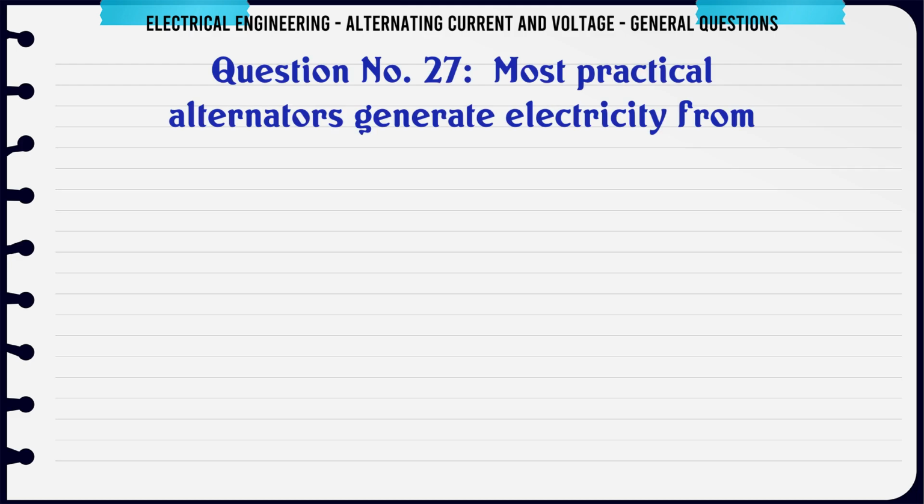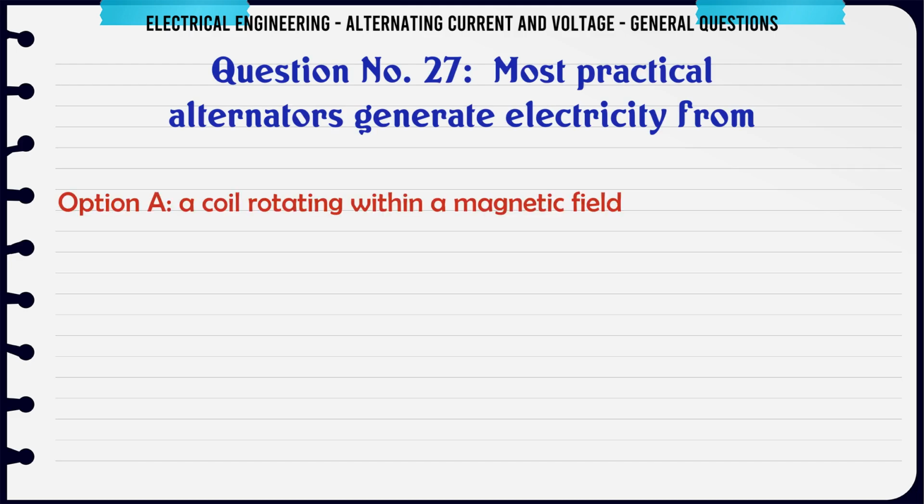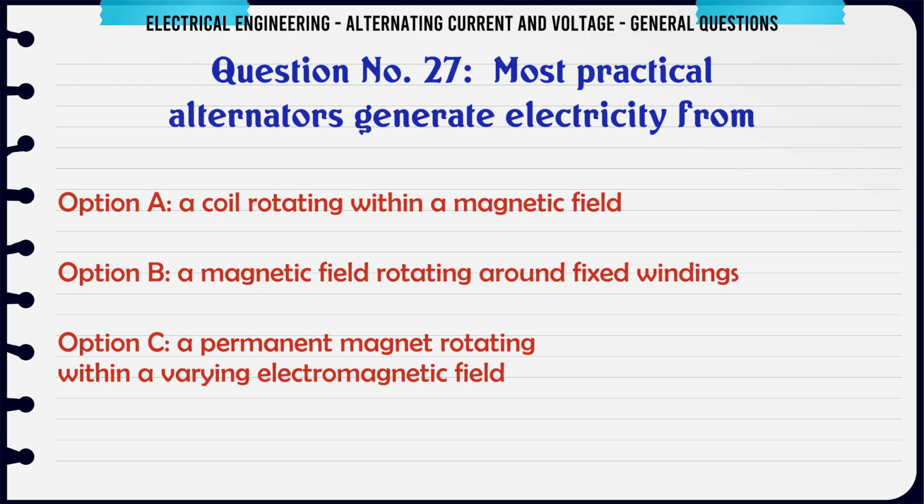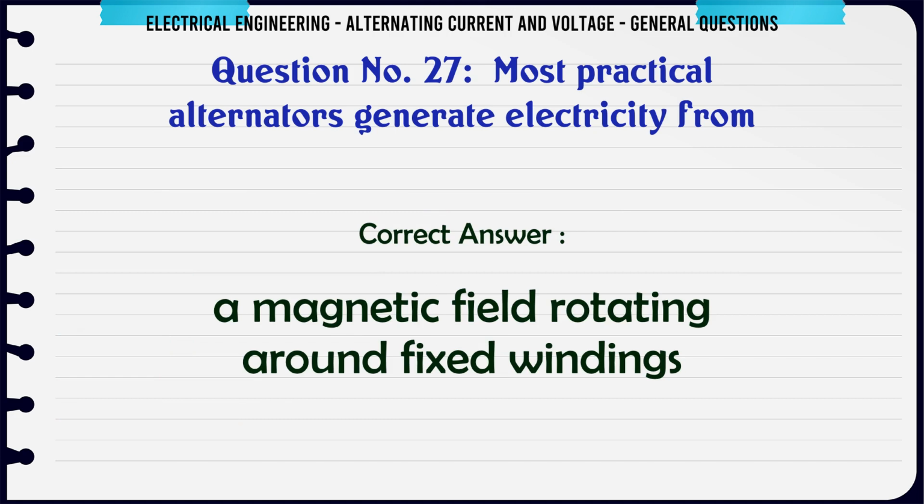Most practical alternators generate electricity from: A, a coil rotating within a magnetic field; B, a magnetic field rotating around fixed windings; C, a permanent magnet rotating within a varying electromagnetic field; D, none of the above. The correct answer is a magnetic field rotating around fixed windings.